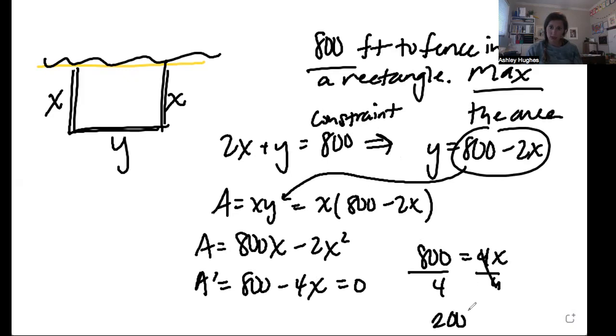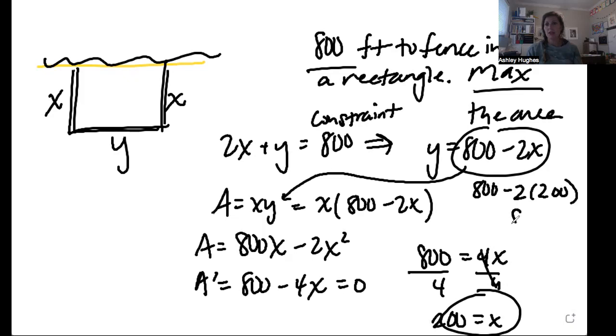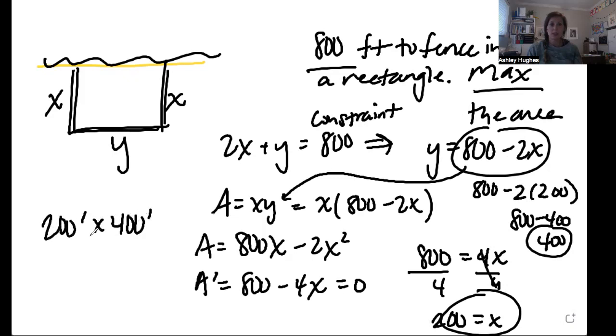So 200 equals x. And then I want to find y. So y is 800 minus 2 times 200. So 800 minus 400, which gives us 400. So this one would be 200 feet by 400 feet. And that would maximize the area. So I just wanted to show you that example.